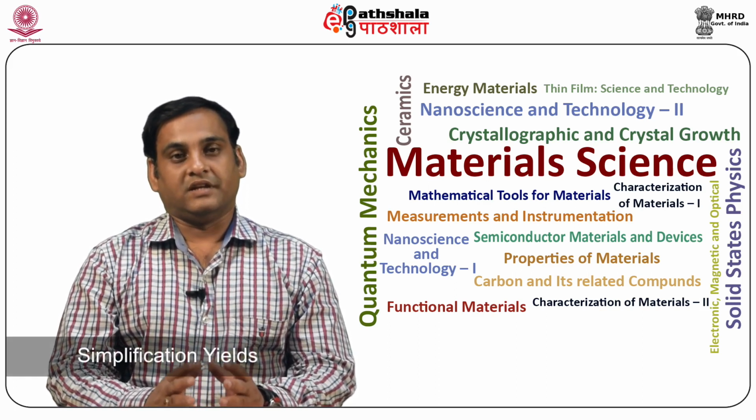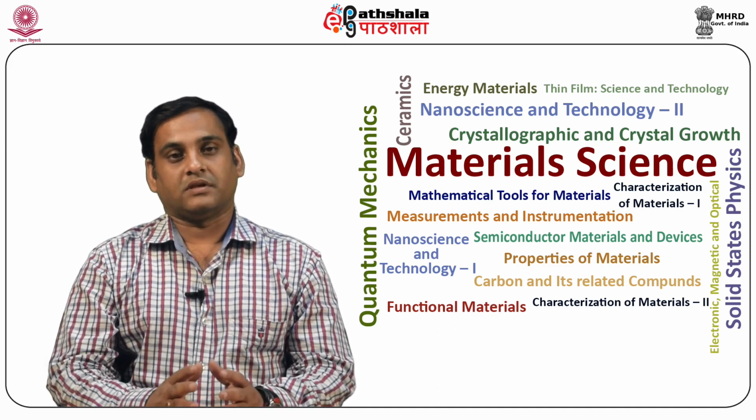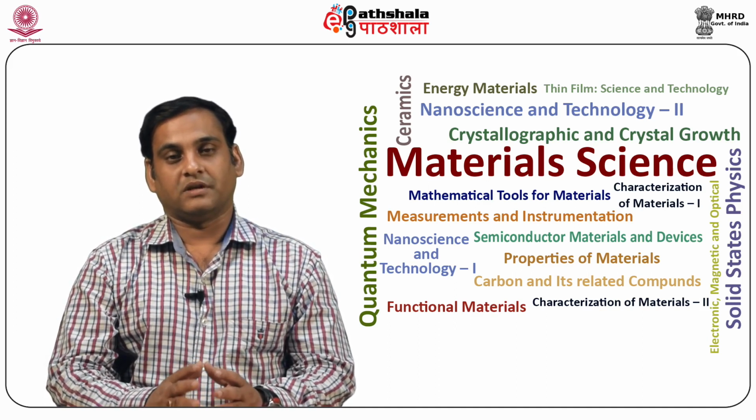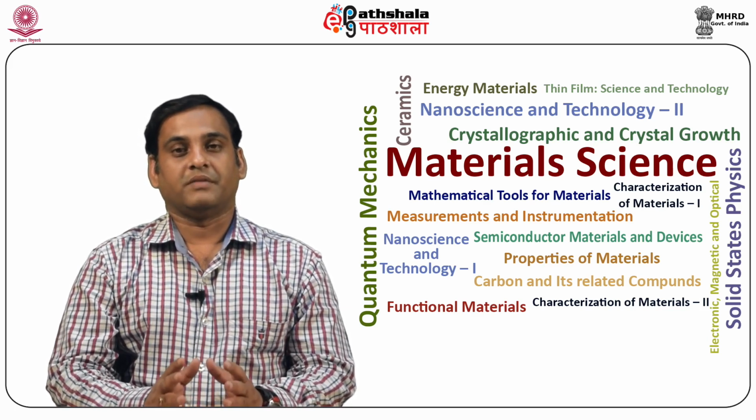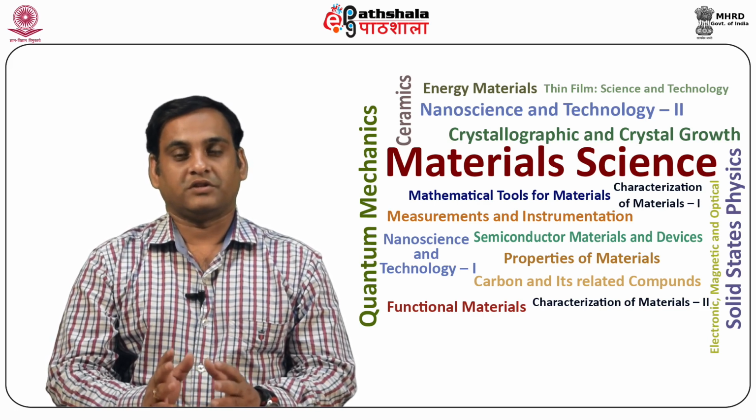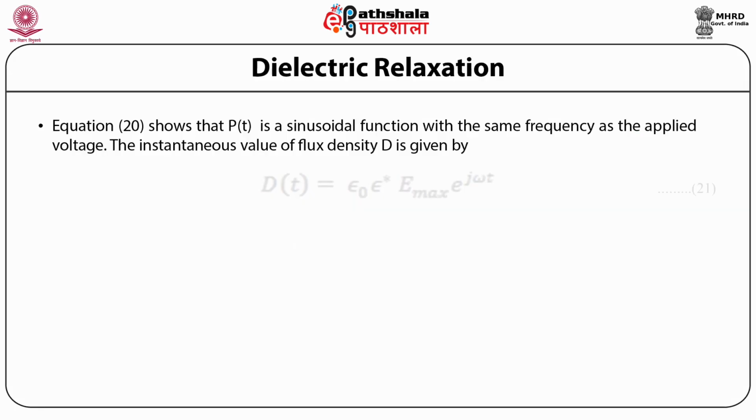The simplification yields P(t) = (ε∞ − 1 + (εs − ε∞)/(1 + jωτ)) E_max e^(jωt). Equation 20 shows that P(t) is a sinusoidal function with the same frequency as the applied voltage.